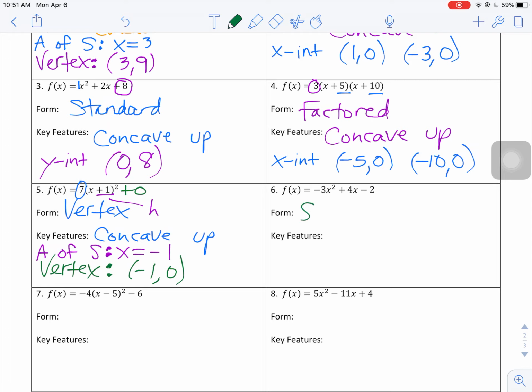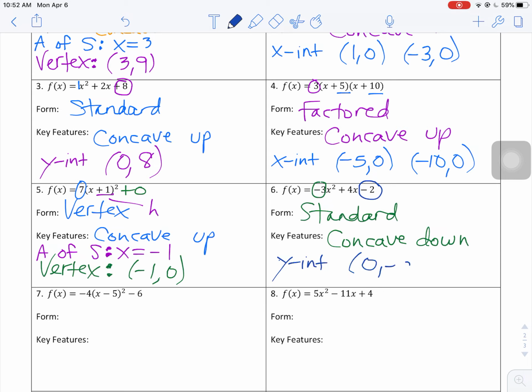On number 6, standard form, so no parentheses, and then concave down because of the negative a value of -3 up in the front there. And then our y-intercept is always our c value when we're in standard form. So y-intercept is (0, -2).